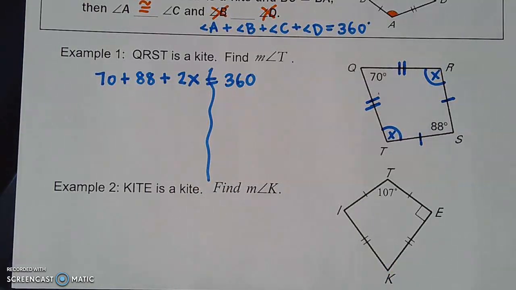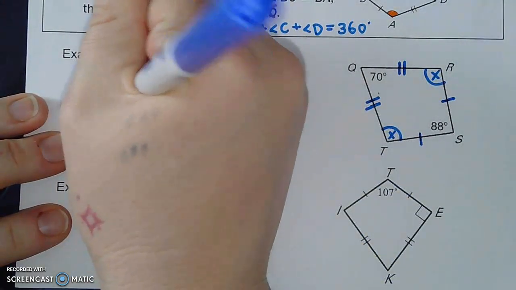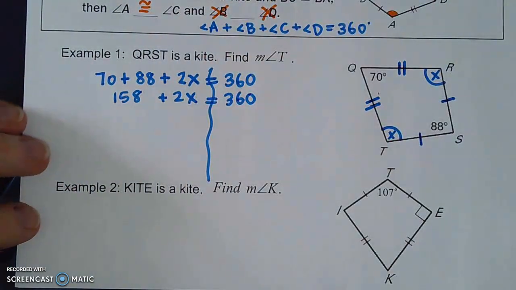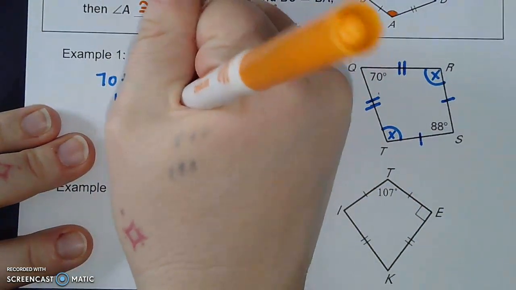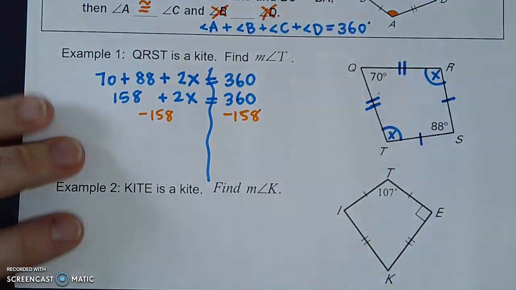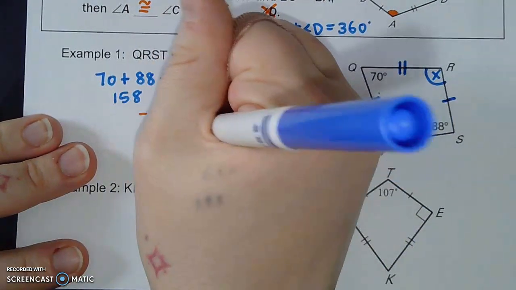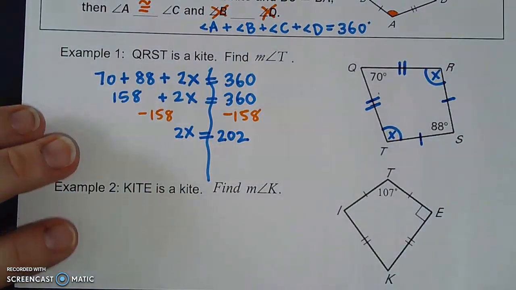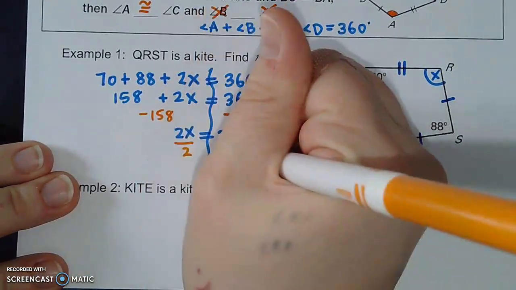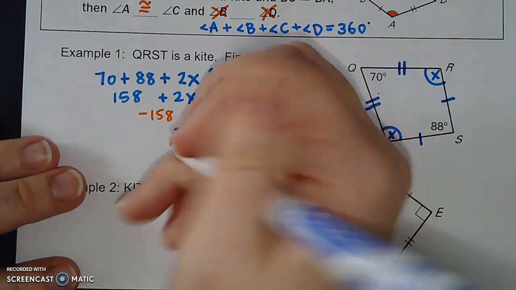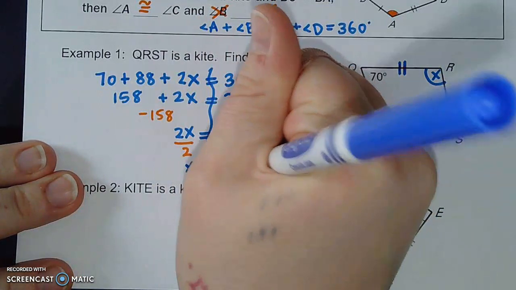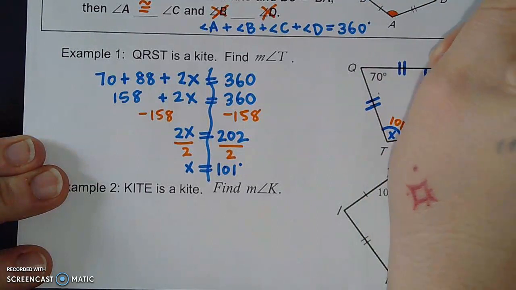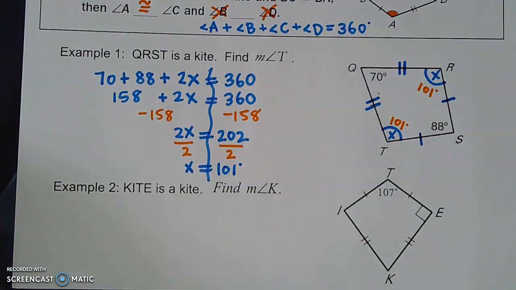Okay. 70 plus 88 is 158. Write in the rest of the stuff. I want to get like terms together, so I'm going to subtract 158 on both sides. I will have 2x equals 202. And then I can just divide 2 on both sides. So x equals 101. And so in my kite, I know both of these angles are 101 degrees.